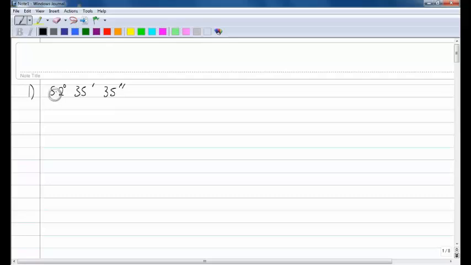The whole number part here is going to be the whole number part of your decimal in degrees. So it's going to be 52 degrees plus, now we need to convert 35 minutes over to degrees. So that's 35 times 1 over 60, because 1 minute is equal to 1/60th of a degree, plus 35 seconds. We need to convert that over to degrees. 1 second is 1/3600th of a degree.